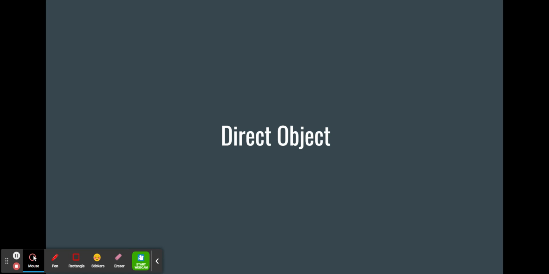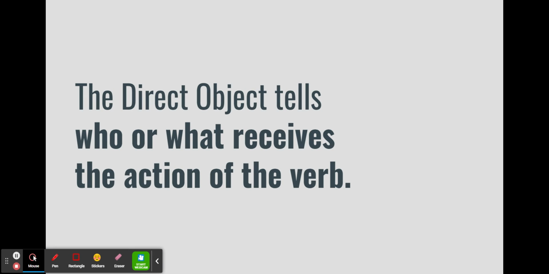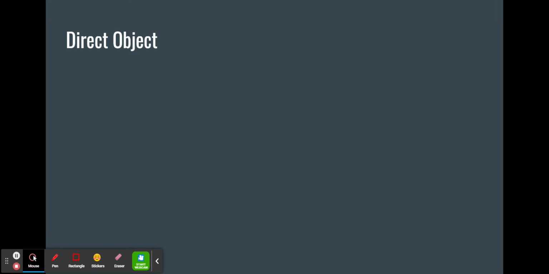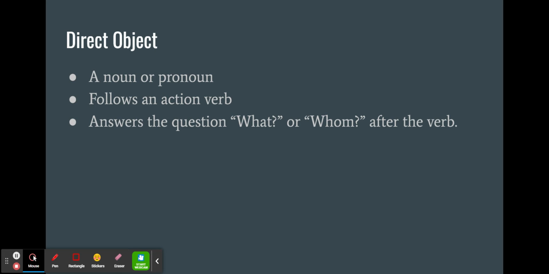The first type is the direct object. The direct object tells who or what receives the action of the verb. It's going to be a noun or a pronoun. It follows an action verb, and it answers the question what or whom after the verb.